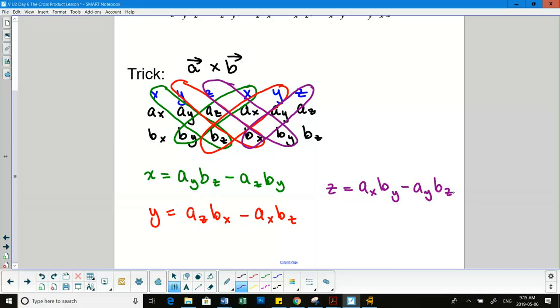Does the order of BY and AX here matter? And AY and BZ, or sorry, this should be BX for that last one. Do those orders matter?